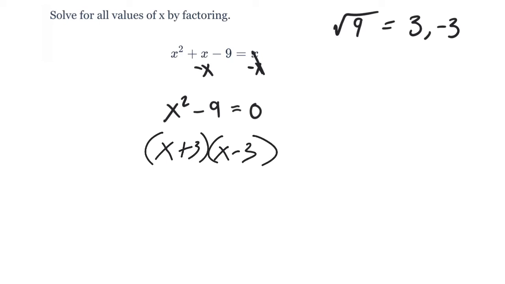If we were going to check that, we would just double distribute, FOIL it back out. X times x is x squared. X times negative 3 is negative 3x. Now we're going to do 3 times x. It's going to be positive 3x. And finally, we'll do 3 times negative 3, which is negative 9. Your x terms will cancel each other out. You're left with x squared minus 9. That's because negative 3x plus 3x is 0. So those cancel each other out, and you just have x squared minus 9.